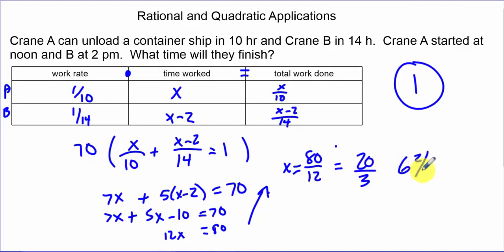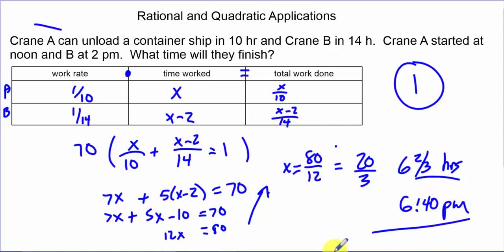Or 6 2/3 hours. They want to know what time they'll finish at. All right. So basically, if this guy started at noon, and its value is x, he finishes 6 2/3 hours later. So he'll finish at 6:40 p.m. All right.